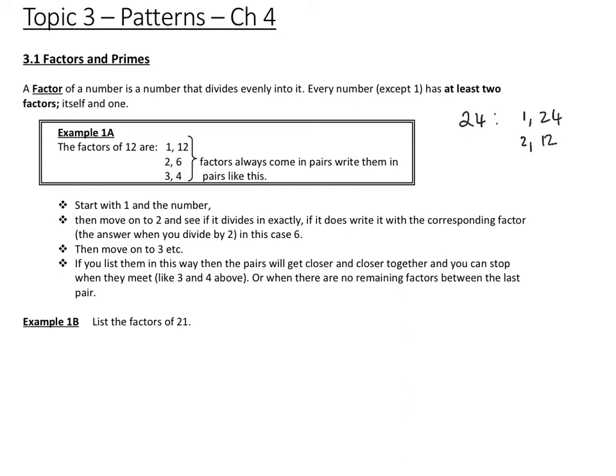You'd have 2 and 12, 3 and 8, and 4 and 6. So there are 8 different factors of 24. So what we do, we start with 1 and the number. We then move on to 2 and see if it divides in evenly, and we write down the other corresponding factor. Move on to 3 and so on until we list them all.